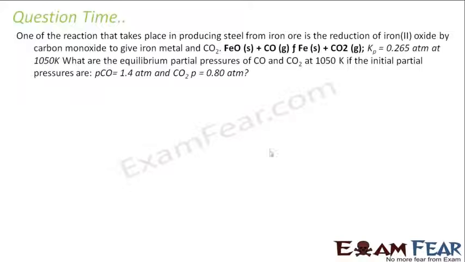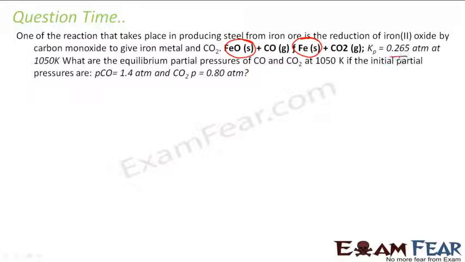Let's take one more example. One of the reactions that take place in producing steel from iron is the reduction of iron oxide by carbon monoxide to give iron metal and CO2. This is the reaction FeO plus CO gives Fe solid plus CO2 gas. Please note there is a solid part here. It's a little tricky question.